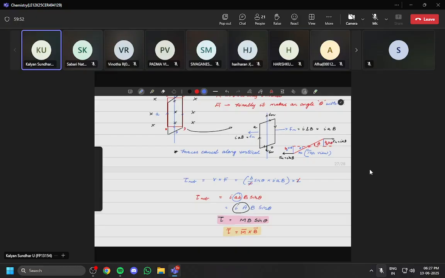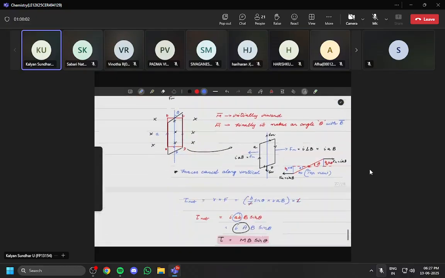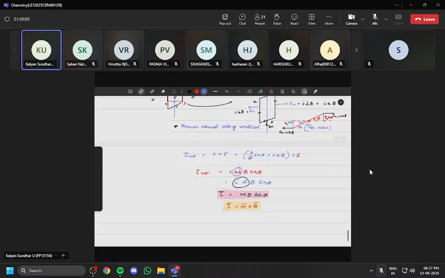Online students, any doubts? No, sir. Right, sir. What about others? It's very important. Even in your boards also, they have been asking about the derivation: torque on a circular, rectangular loop.